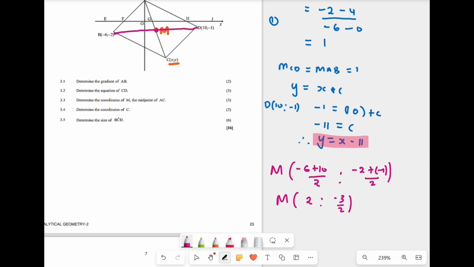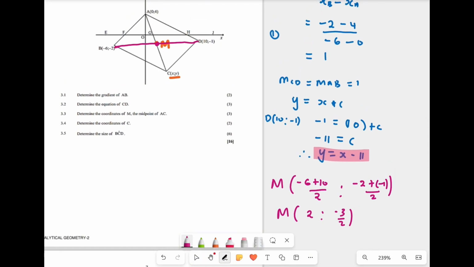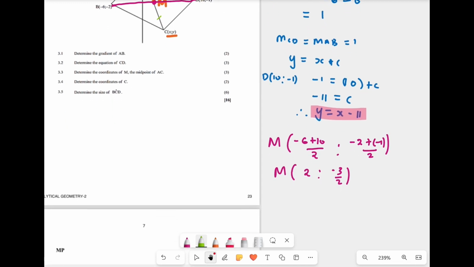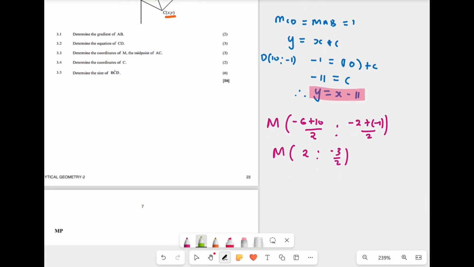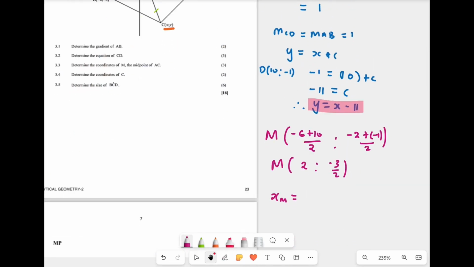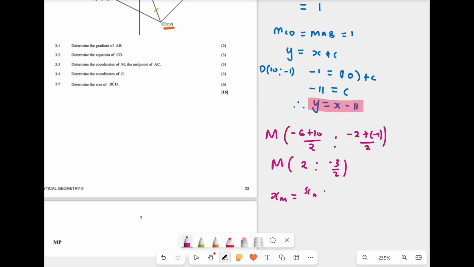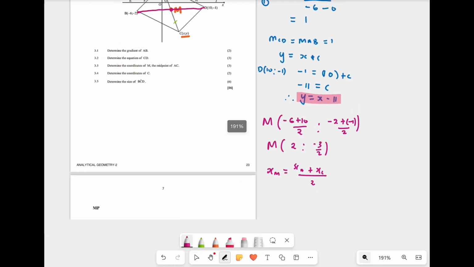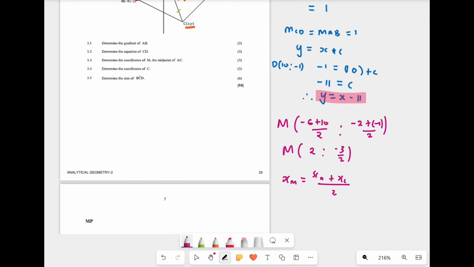Calculate the coordinates of C. So now we are looking for C. So for line AC, we already have the midpoint. For line AC, we know that AM is equal to MC. So we can use the midpoint formula again, but we are going to split it. Let me start with X. The X value for midpoint is given by XA plus XC over 2. Now, what is the X value for midpoint? We calculated our X value for midpoint as 2.